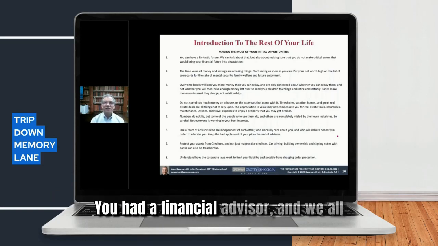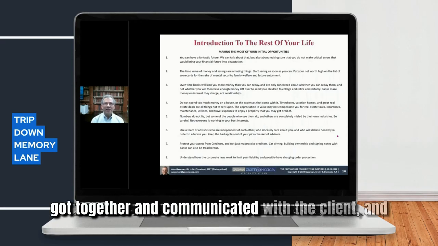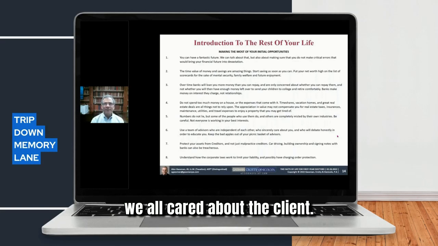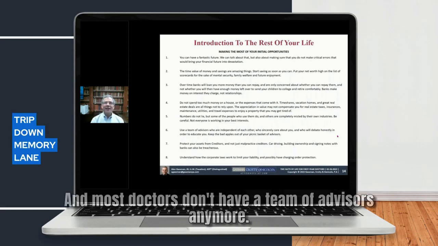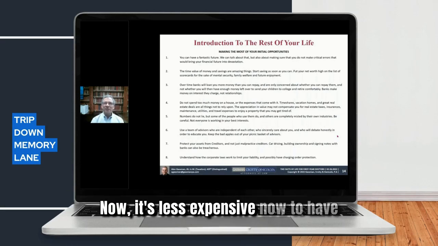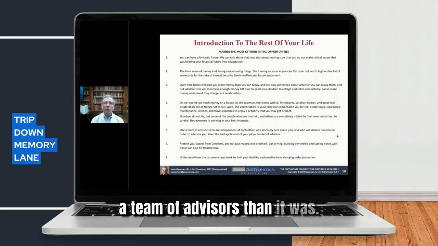You had a financial advisor, and we all got together and communicated with the client. And we all cared about the client. And if one of us got out of line, the others would rat them out. And most doctors don't have a team of advisors anymore. Now, it's less expensive to have a team of advisors than it was.